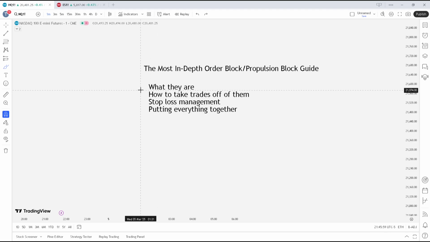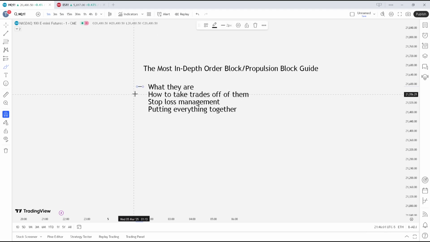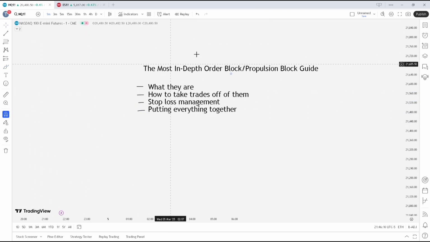So this is going to be the most in-depth order block and propulsion block guide. We're going to start off with what they are, then go on to how to take trades off them, stop loss management using order blocks, and then we're going to be putting everything together at the end with some examples. So let's just get straight into what an order block is.